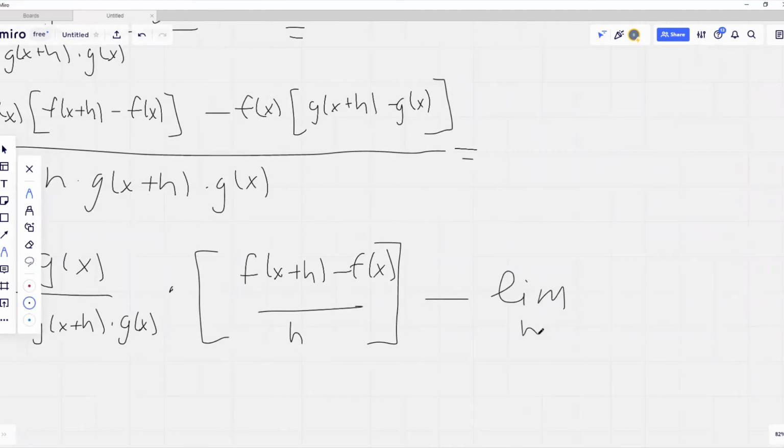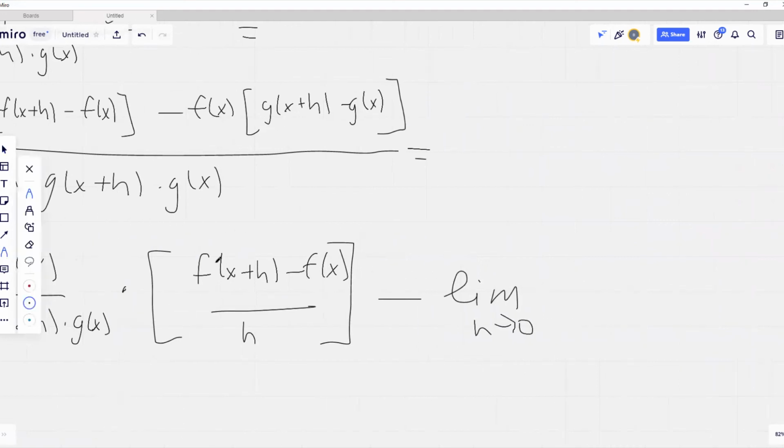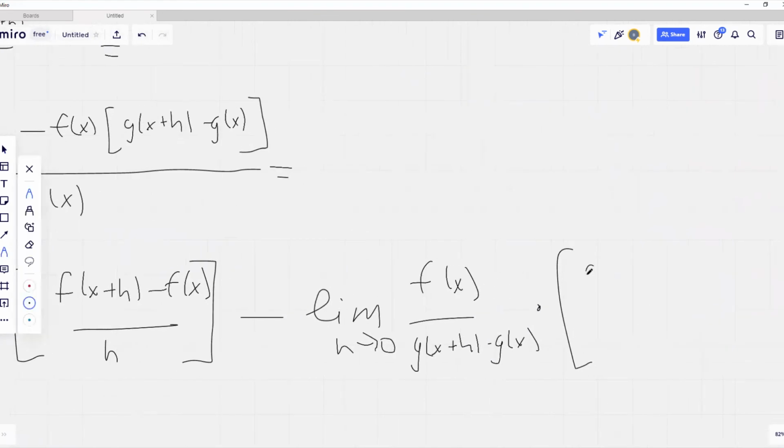Limit when h is approaching 0. Let's group them in the following manner. So we'll have f of x over g of x plus h multiplied by g of x, multiplied by the following ratio, g of x plus h minus g of x over h.